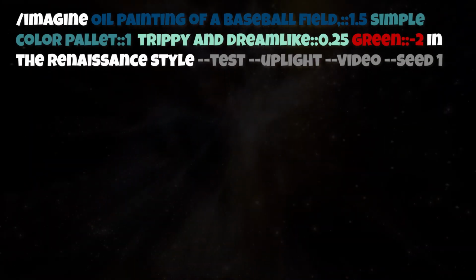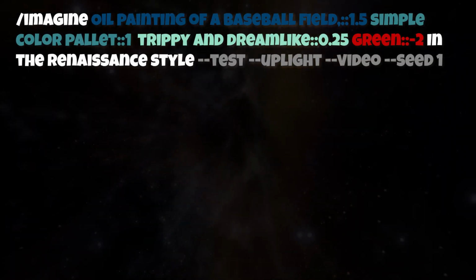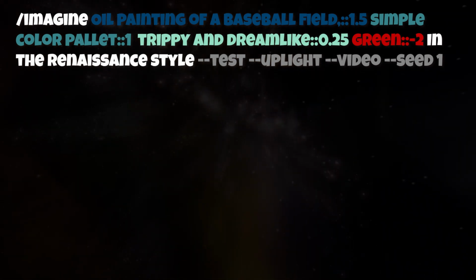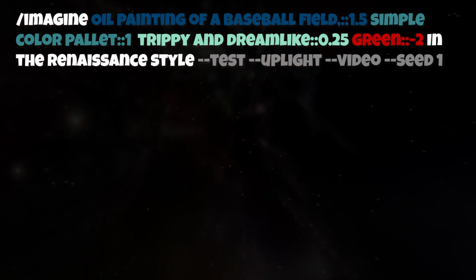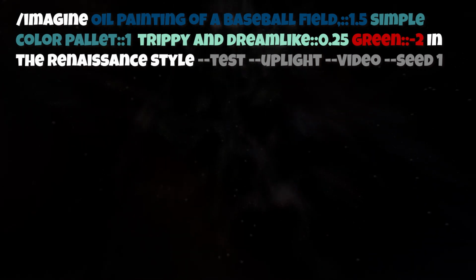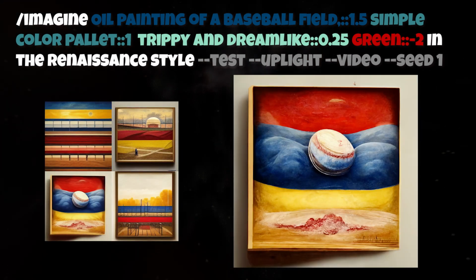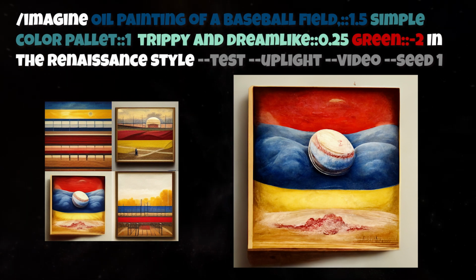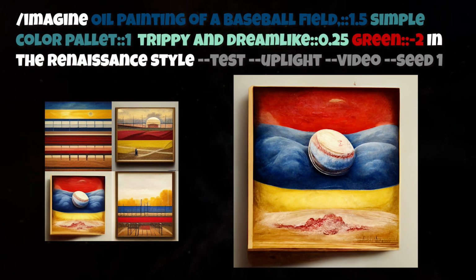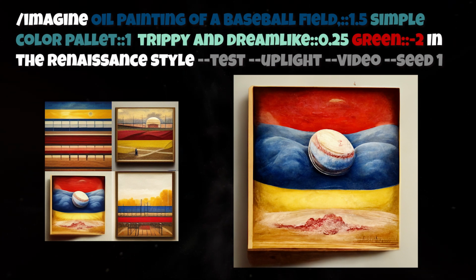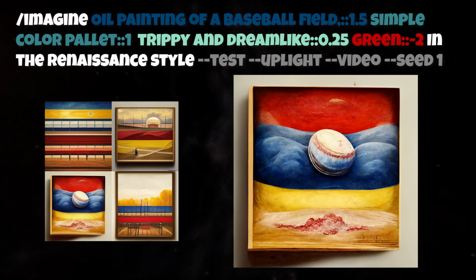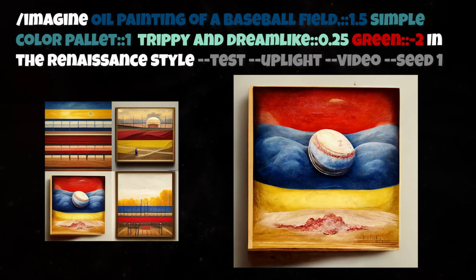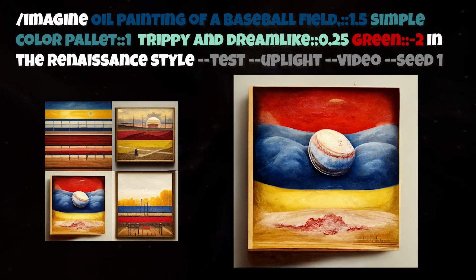Take this for example. See how the prompt, oil painting of a baseball field with a simple color palette, trippy and dreamlike, green, and Renaissance style is all split up by these colons and a weight. So this is mostly an oil painting of a baseball field. It has a simple color palette, it's a little bit trippy, and there is absolutely no green. But what's cool about this is you have complete control over it. You can make it the opposite of trippy just by changing the 0.25 to a negative.